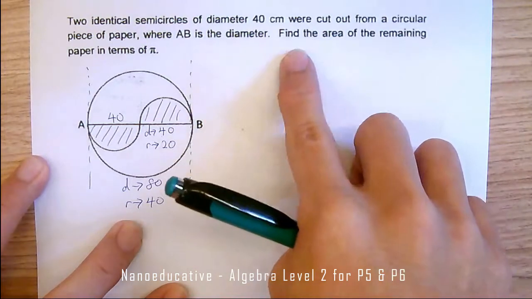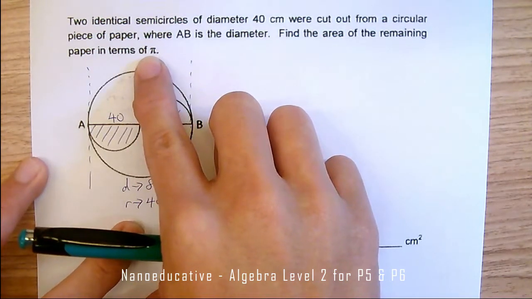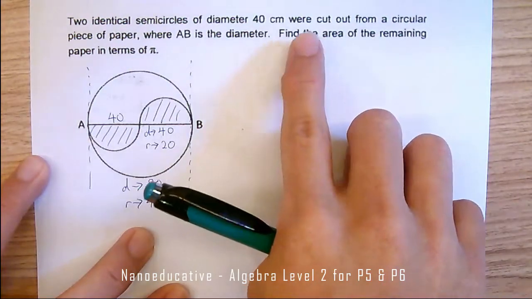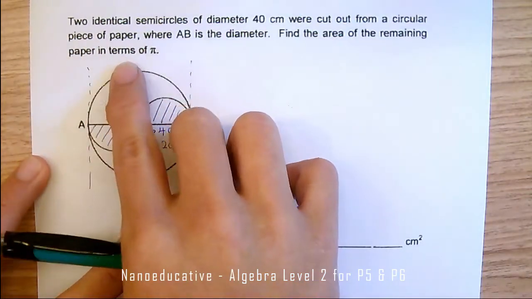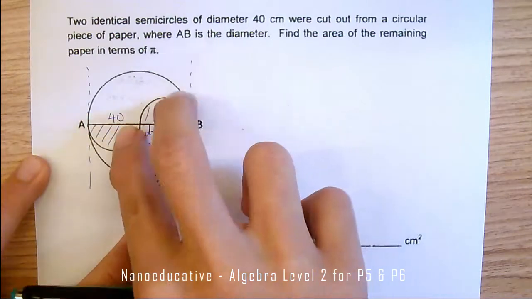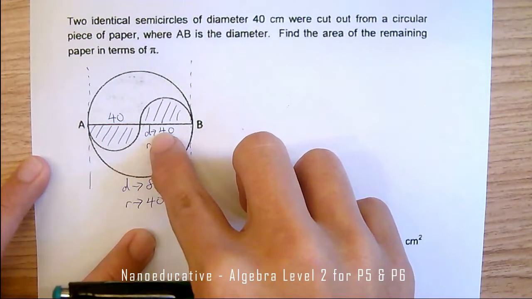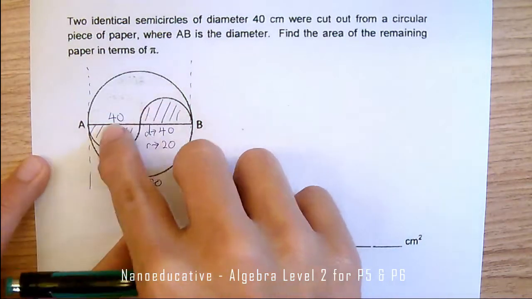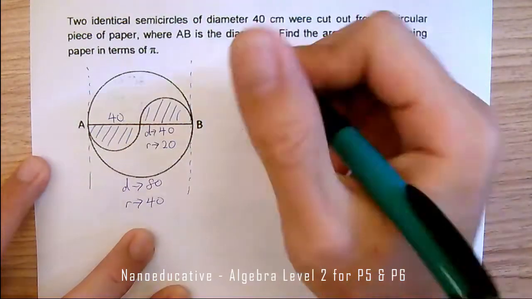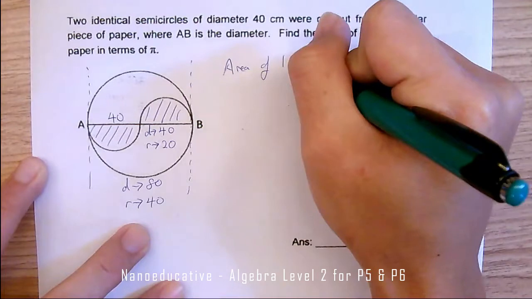Now they're asking us to find the area of the remaining paper in terms of pi, meaning that you do not need to input the value of pi as 3.14 or 22/7. So let's go ahead and find the area of the remaining paper. In order to find the remaining paper, we need to find the area of the big circle, correct? And we need to minus off the two shaded portions, and then we'll find the remaining area. Let's go ahead and find the area of the semicircles first. If I put two semicircles together with the same radius, the same diameter, isn't it one circle? So I'm going to put area of one small circle.